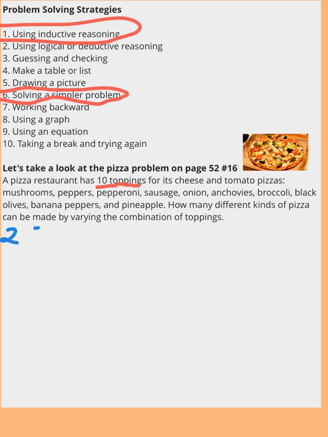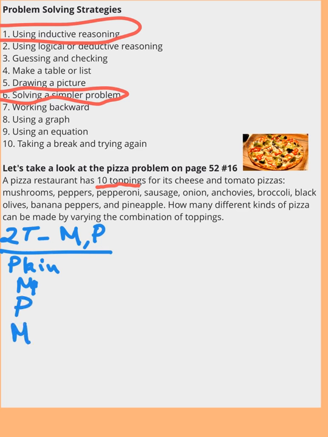And if our 2 toppings were, let's say, mushrooms and peppers, how many pizzas would we come up with? If those are our 2 toppings, we can look at having a plain pizza. We could have just a mushroom pizza. We could have just a pepper pizza, or we could have a mushroom and pepper pizza. This here would give us a total of 4 possible pizzas.